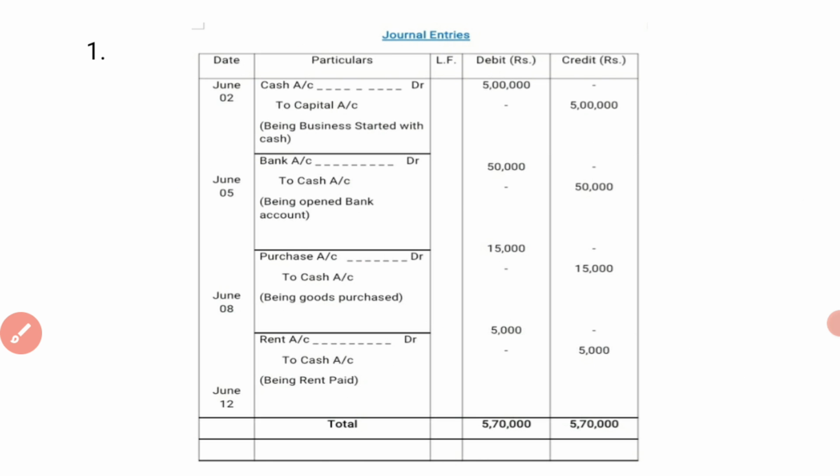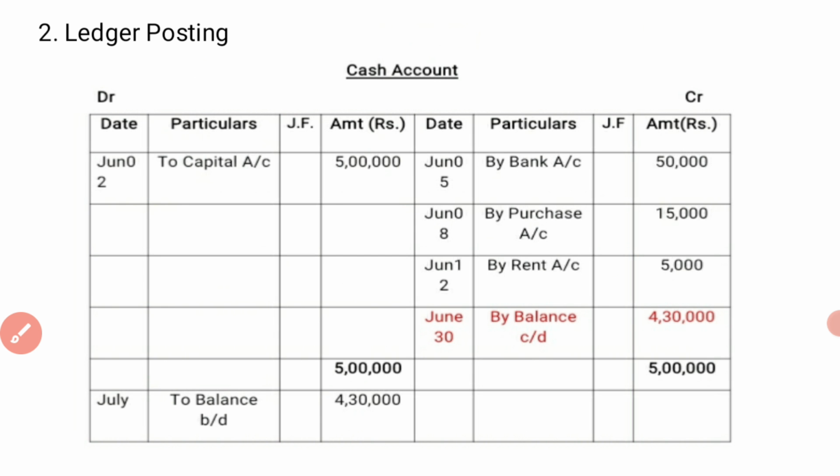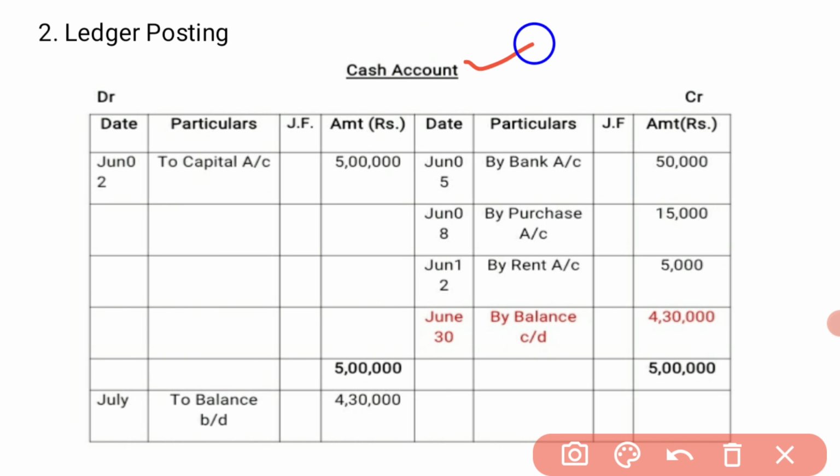So let us see the format here. This is what the cash account. So here first you have to write the name of the account, that is cash account. Then debit side and credit side. Write the format: date column, particulars, JF, amount. This is debit side. Then date, particulars, JF, amount, credit side. Okay, this is what the format.